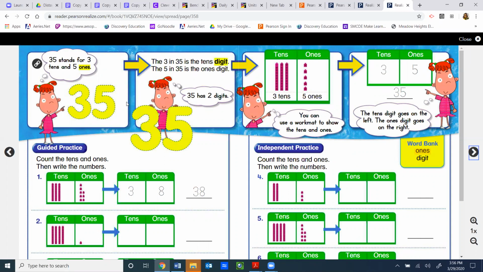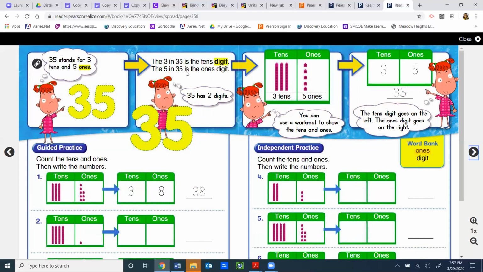I'm going to go ahead and read some of the things that she says, and I'd like you to follow along with me. So 35, that number stands for 3 tens and 5 ones. The 3 in 35 is the tens digit. So if we follow this arrow over here to this chart, we see tens and ones. Let's read that again. The 3 in 35 is the tens digit. That's right here. That 3 represents 3 tens, which we talked about in 3-2.